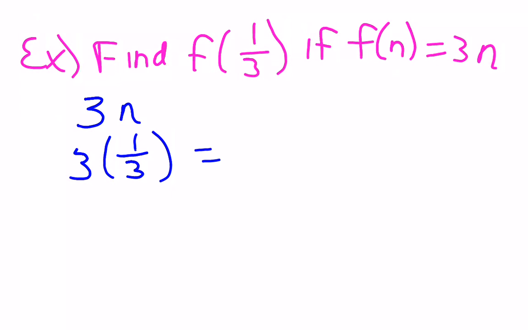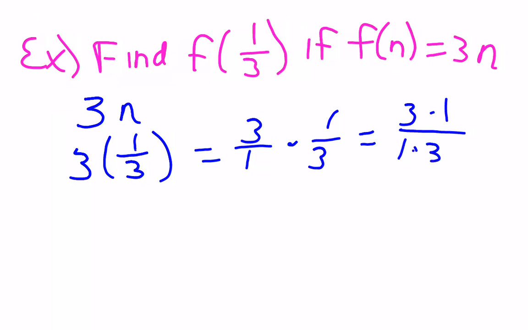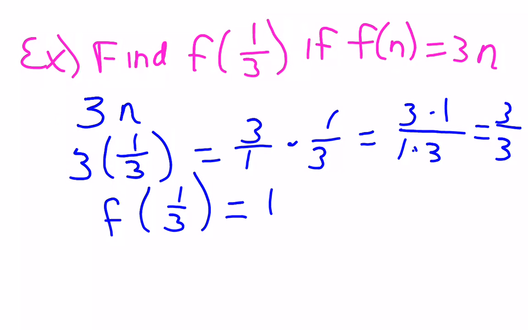Remember, 3 can be written as a fraction by putting it over 1. And the way we multiply fractions is straight across. So we have 3 times 1 over 1 times 3. And so we get 3 over 3, but 3 divided by 3 equals 1. So f of 1/3 is 1.